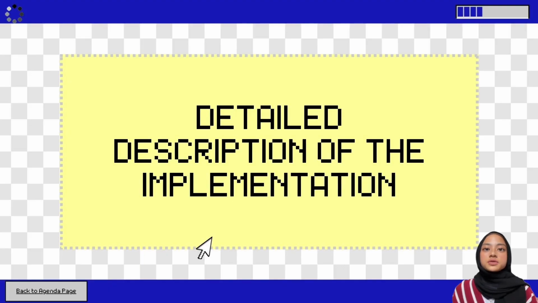Before I start, let me introduce myself. My name is Shafika binti Bedru Azmi with matrix number 216427. Now, let me continue with the presentation.